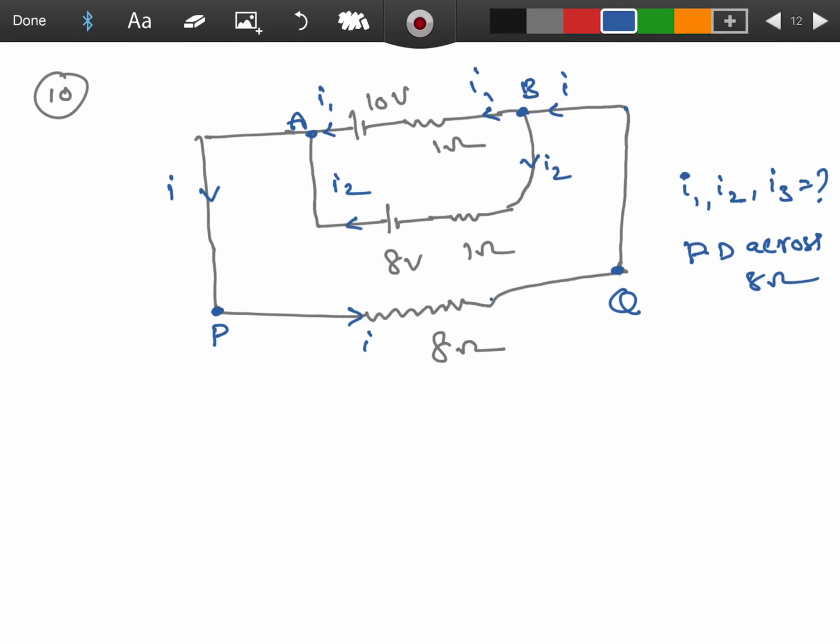For this, what will I do? First I'll take the loop A, B, Y, X, A. Loop A, B, Y, X, A. See, I'll do it a bit fast. A to B.